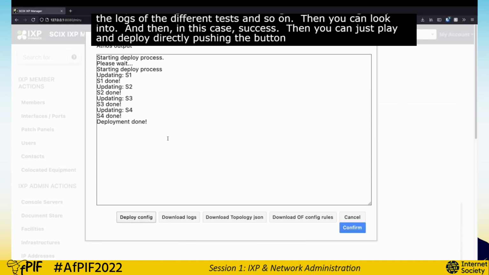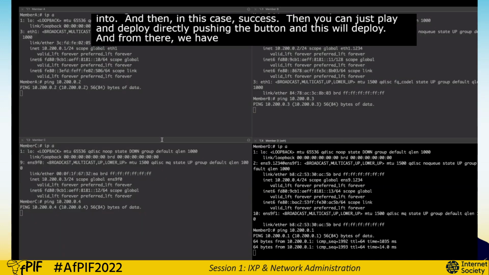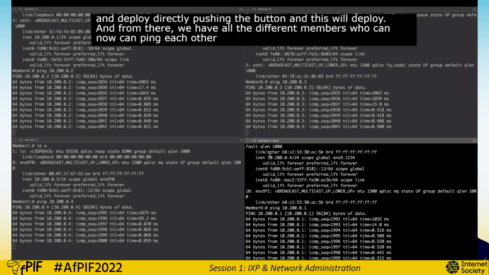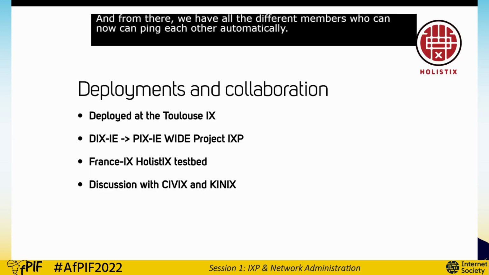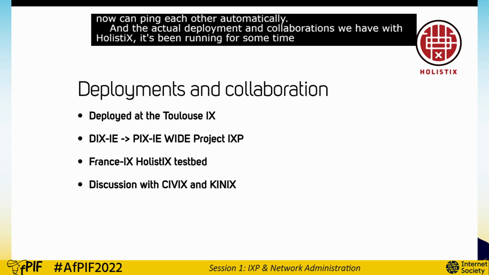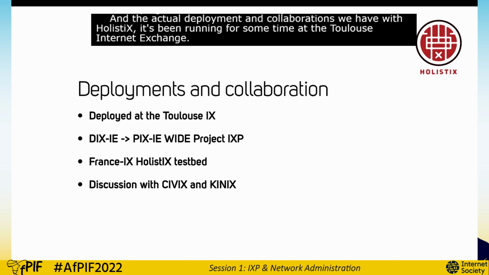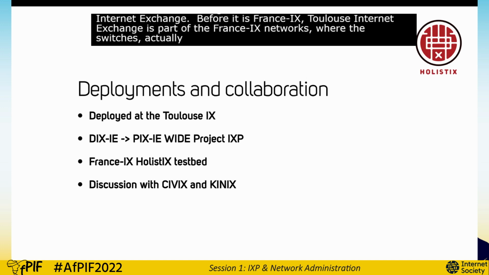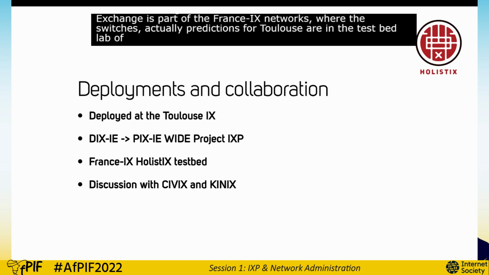Then you can just push the button to deploy, and it's fully deployed. From there, all the different members can now reach each other automatically. The actual deployment and collaborations we have with HolistiX have been running for some time at the Toulouse Internet Exchange. FranceIX has since taken over the Toulouse Internet Exchange, which is part of the FranceIX networks. The actual switches in production at Toulouse are in the testbed lab of FranceIX, and we continued that collaboration with them.